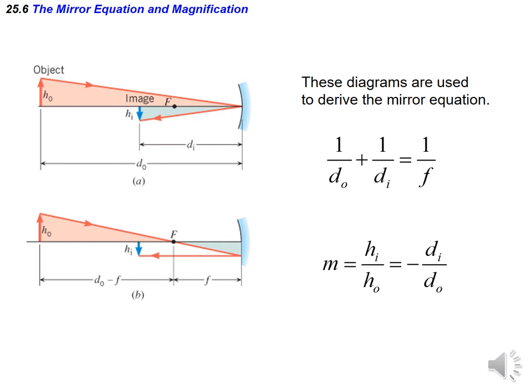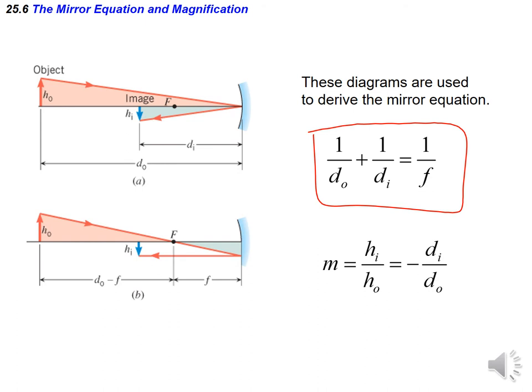This diagram is used to derive the mirror equation. The mirror equation is simply this equation, in which 1 over the distance of the object to the mirror plus 1 over the distance of the image to the mirror is equal to 1 over the focal length.